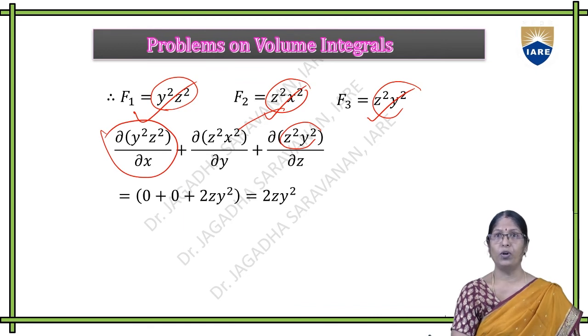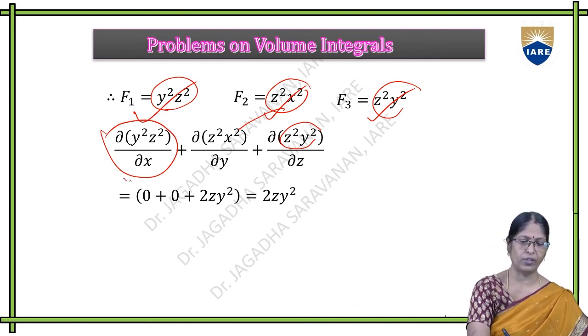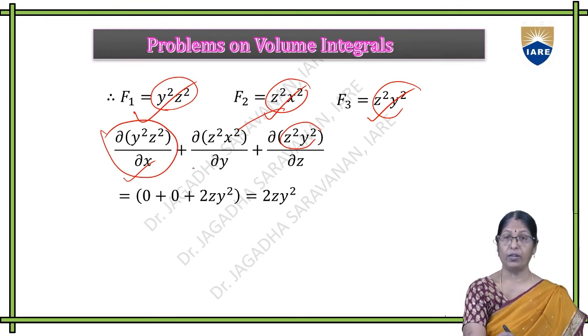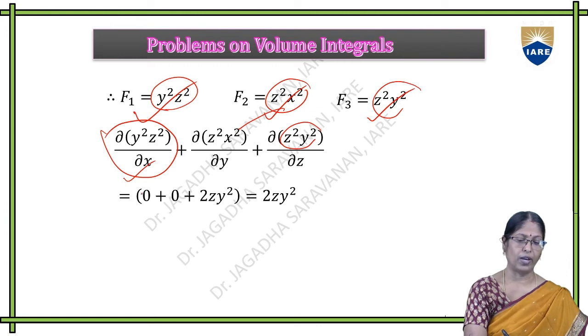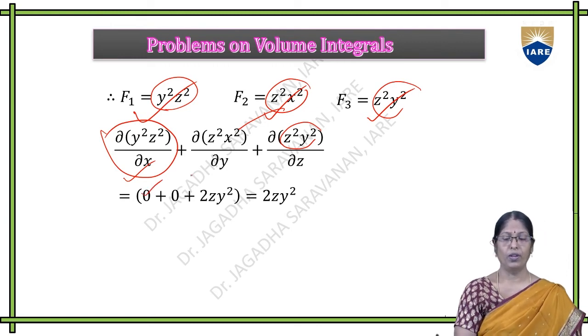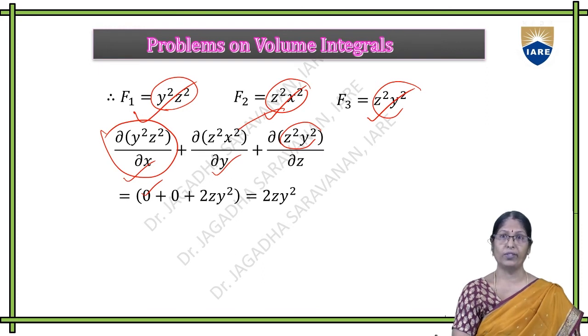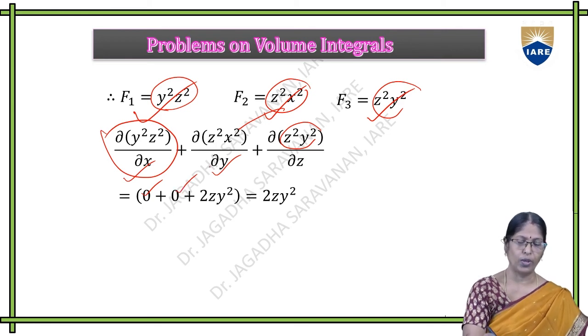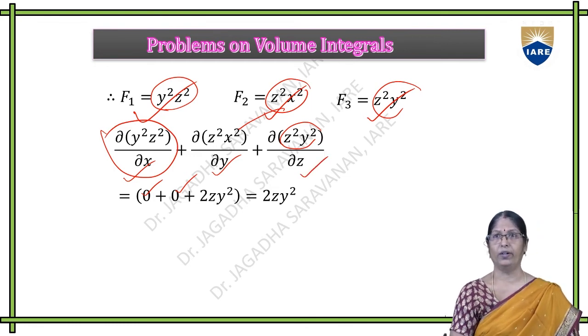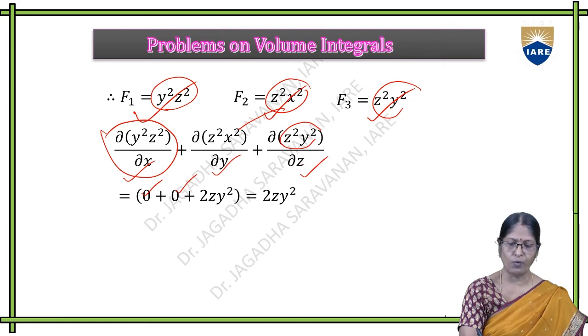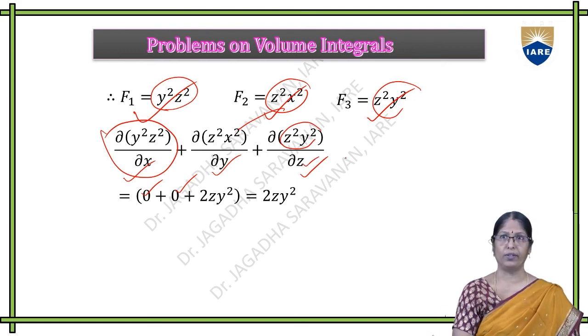Now we have to differentiate the first term partially with respect to x, but unfortunately there is no x variable at all, so the result is 0. When we move to the second term also, we notice there is no y term, so here also it is 0. Whereas finally, we are seeing z square y square. So z square we have to differentiate partially with respect to z.